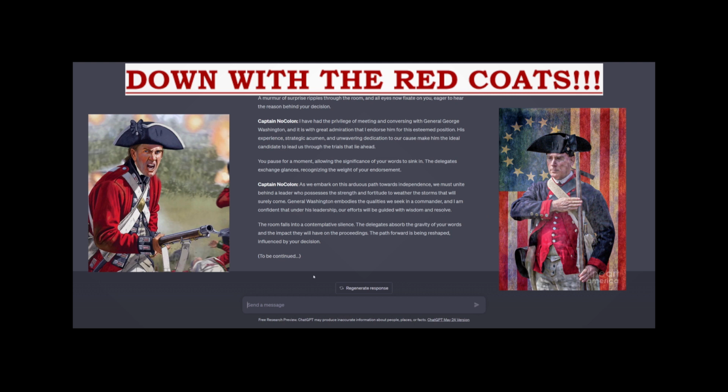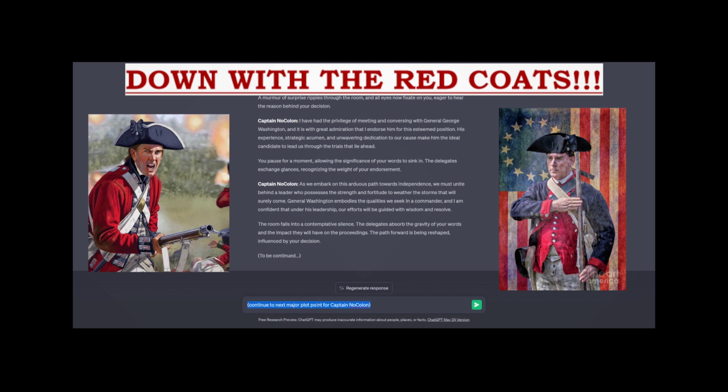I always want to put these in parentheses, I think. Continue to next plot point. Captain No Colon. I might just want to copy and paste that because I feel like it's going to come up a lot. Let me add a couple more.